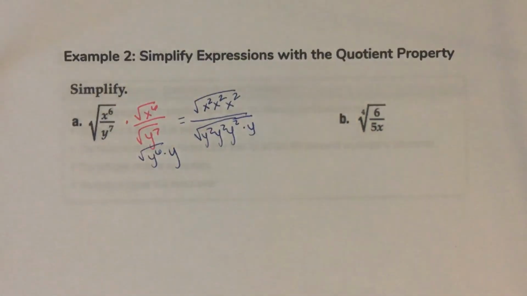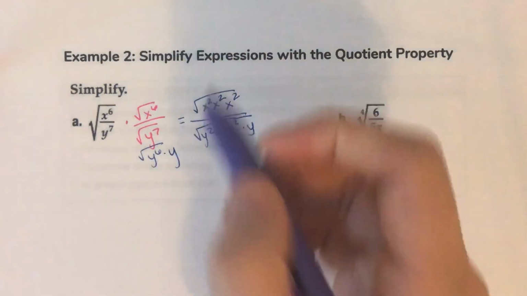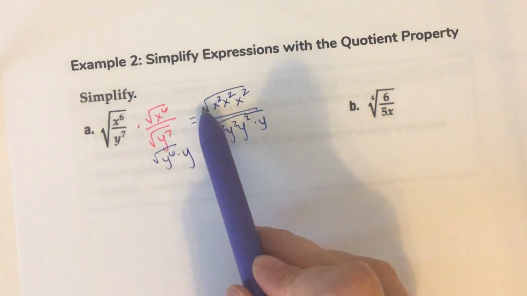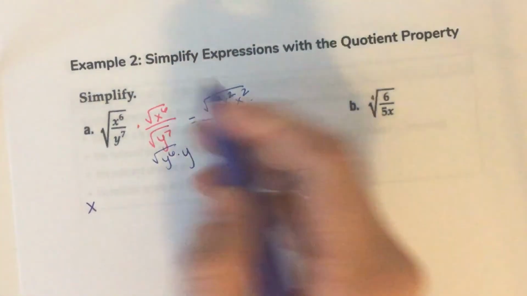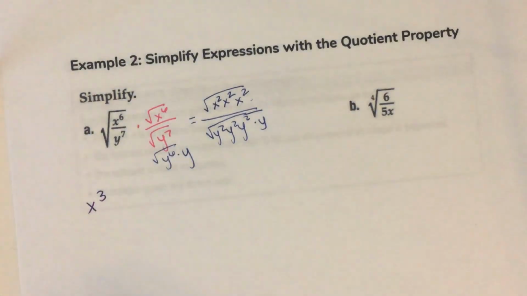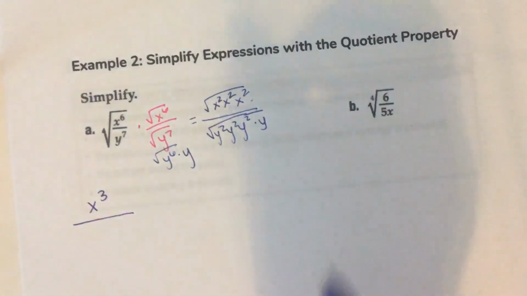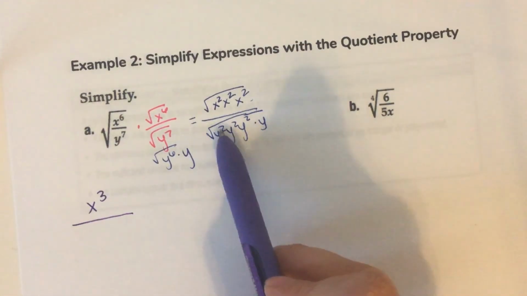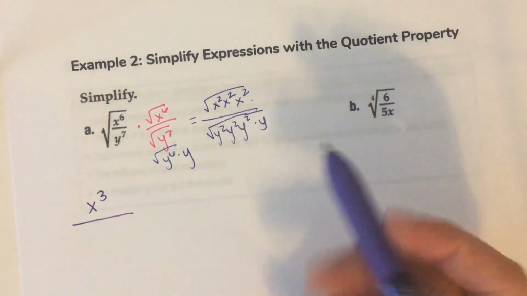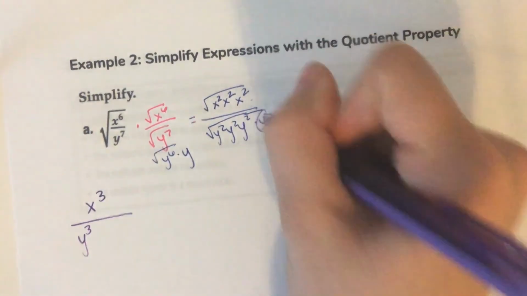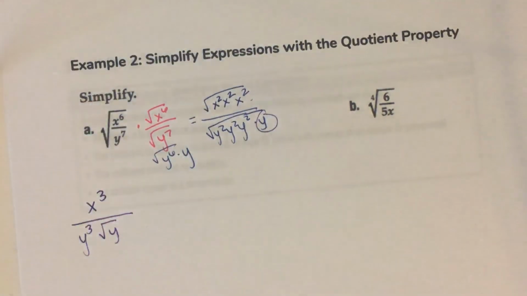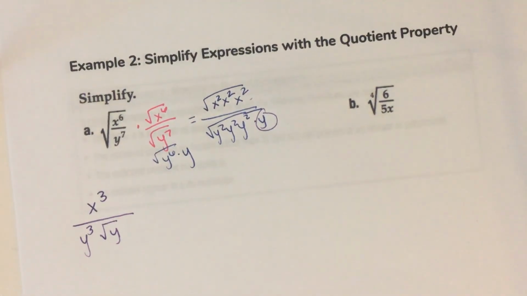So then bringing this down to clean it up, the square root of x squared is just x. And I have 3 of those. So it's just x cubed in the numerator. We lose the square root. Down here, the square root of y squared is y. And I have 3 of those. And I have 1 left over, so I do have to keep the square root in the denominator. And now I can rationalize it.